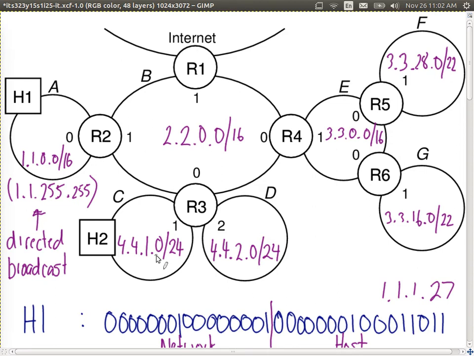So I'll write down some addresses that I will choose because I'll use them later. So for router 1 interface 1, 2.2.something.something. Router 2 interface 1, 2.2.something.something else. All right, different from router 1 interface 1. And same with 40 and 30. Router 3 interface 1 and H2 should be 4.4.1.something. Here we'll have 4.4.2.something, and on subnet E, 3.3.something.something. Subnets F and G we'll deal with in more detail. So let me write them down so we can continue.